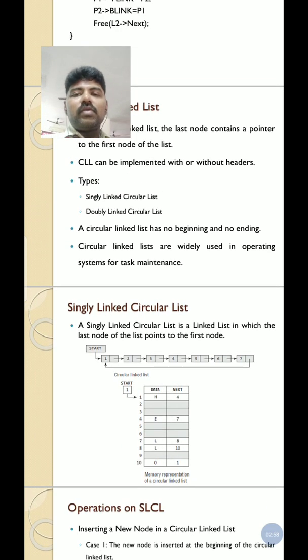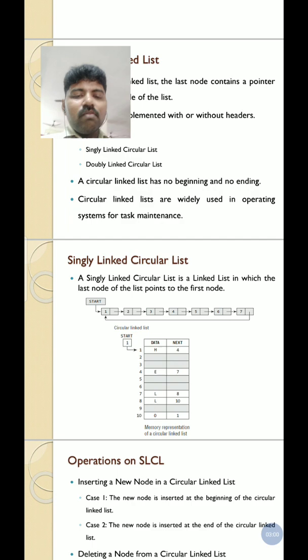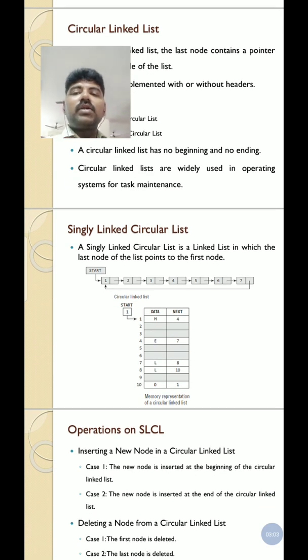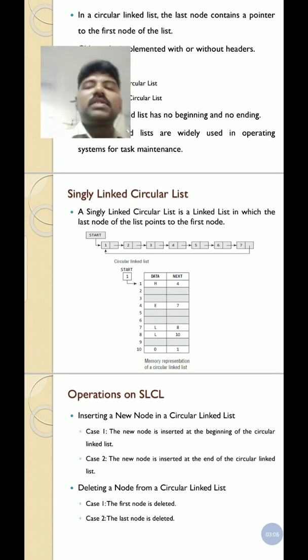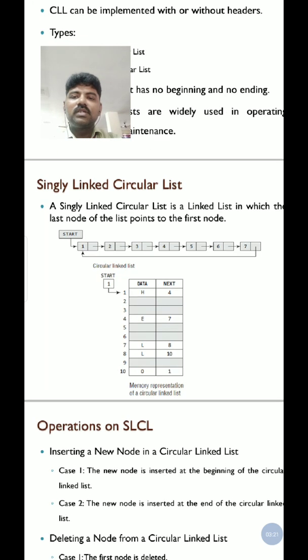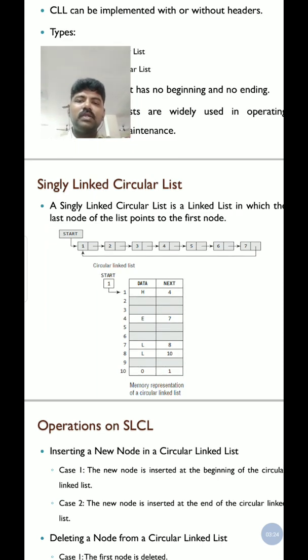Based on the classification, initially we are going to discuss the singly linked circular list. A singly linked circular list is a linked list in which the last node of the list points to the first node. This diagram depicts the singly linked circular list. In this linked list there are 7 elements: 1, 2, 3, 4, 5, 6, 7. Node 7 is the last node, but its address field does not contain the null value. Instead of the null value, it points to the address of the first node.